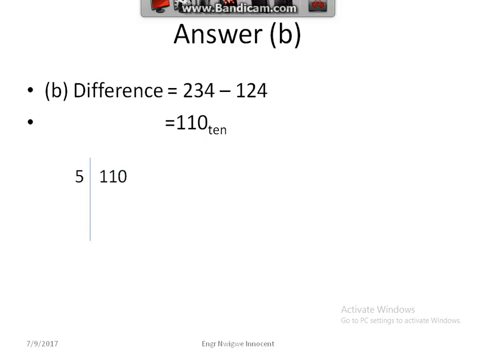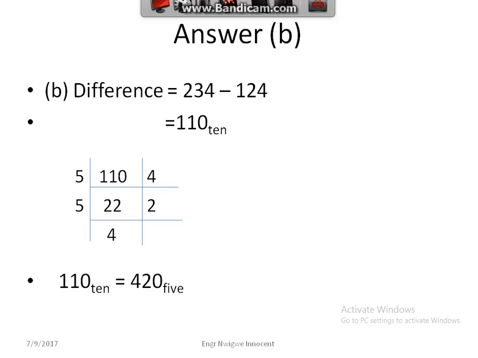110 divided by 5 is 22, remainder 4. You put down the remainder 4 and divide 22 by 5. 22 divided by 5 is 4, remainder 2. Therefore, 4 will not be divided by 5. Therefore, the answer, 110 in base 10 converted to base 5, is 420 base 5.